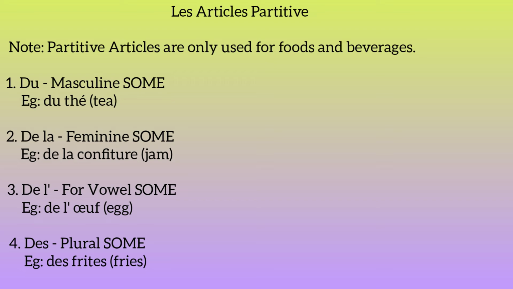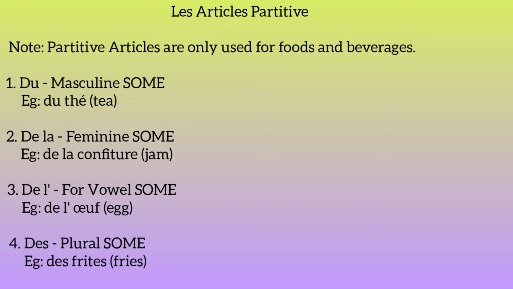Fourth, des. It is a some which is only used for plural words. For example, des frites. Here frites is ending with S, which means it is plural. That's why we use the word des. Now, one very important rule in case third and fourth, which is de l'apostrophe and des. Don't consider the gender of the word, may it be masculine or feminine.